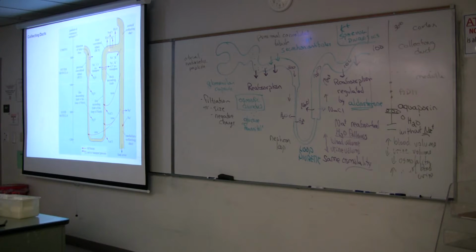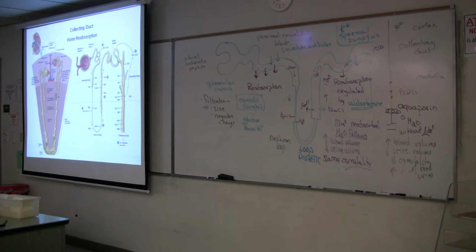So potassium leaves, sodium leaves, chloride leaves passively because of its negative charge, and water leaves as well, following sodium, and then potassium is reabsorbed out as well. Then the fluid can move into the collecting duct. Okay. We have a couple of different types of cells in the collecting duct.